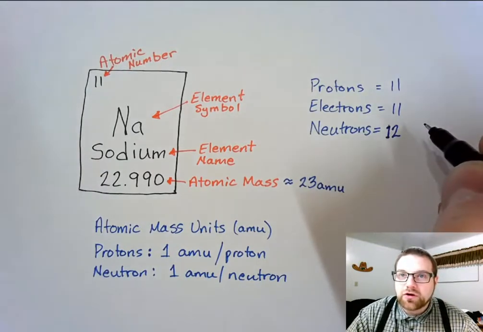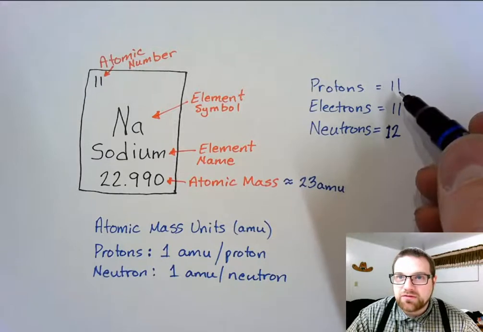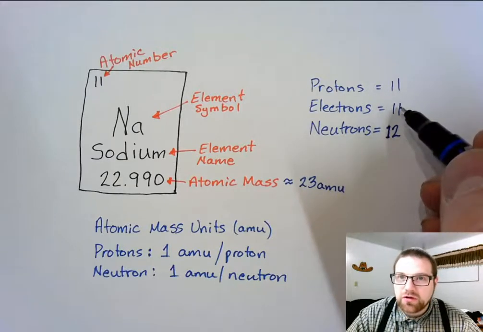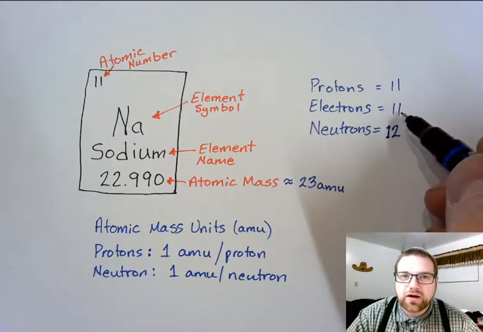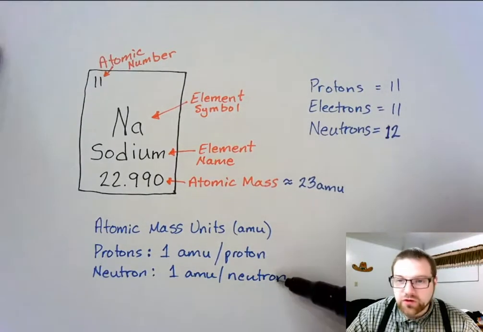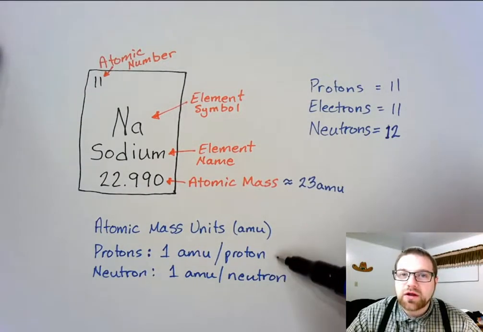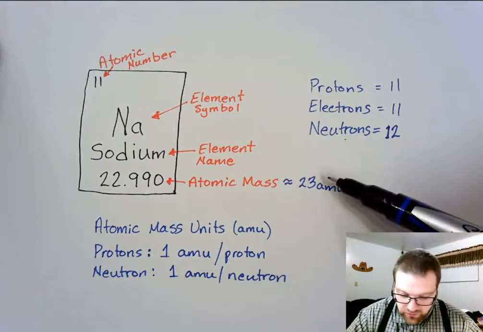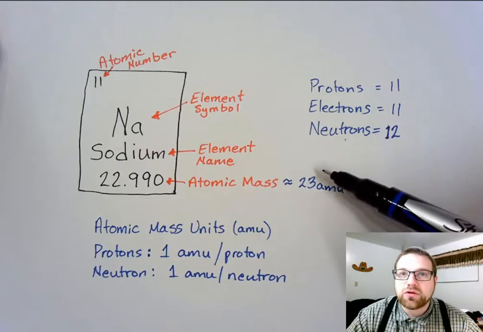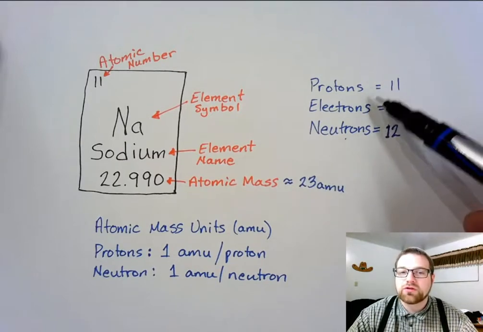The electrons also have a mass, but it is very, very small. It is so small that it has almost no effect on the AMU. The protons and the neutrons are just approximately 1, which is why we take the rounded figure for the atomic mass units when we're figuring out the number of protons and neutrons.